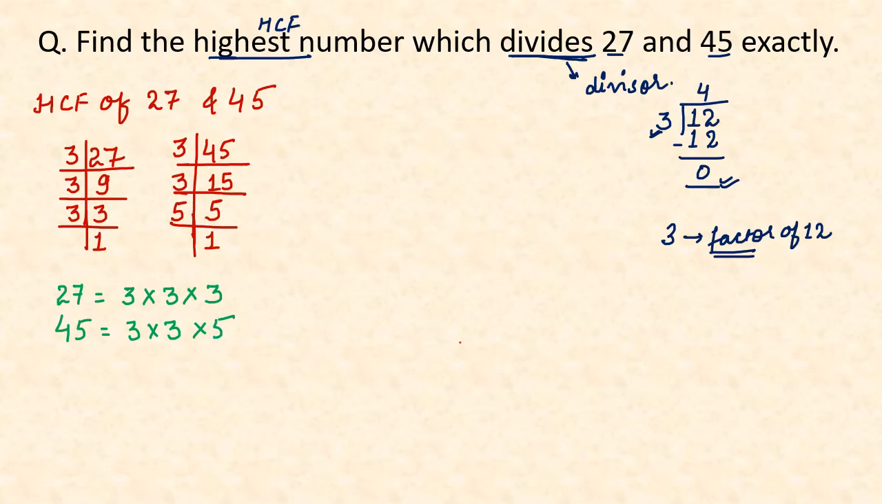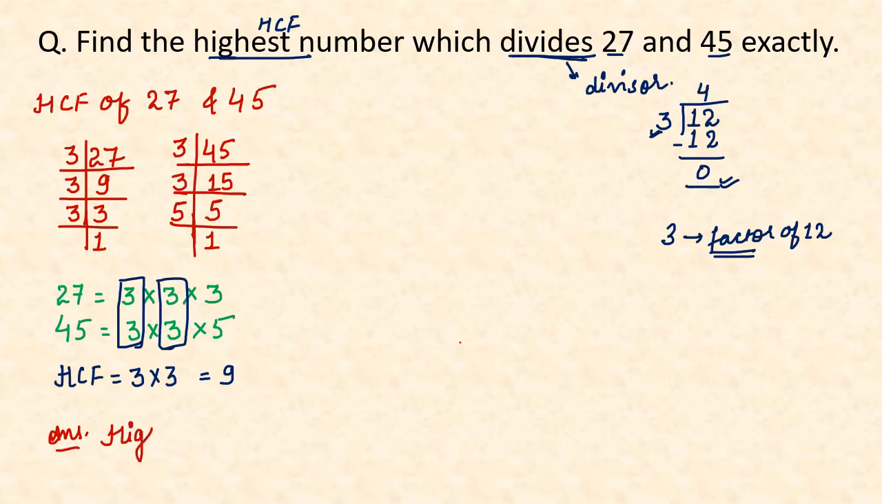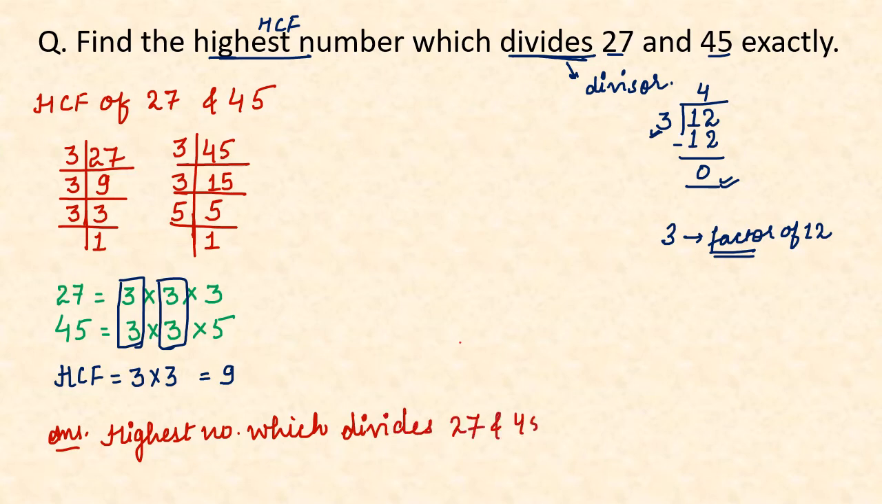Now we can see that the first group of 3 is common, and the second group of 3 is also common here. So we got two groups of 3 common in the factors of 27 and 45. Therefore HCF will be equal to 3 multiplied by 3, that is 9. So the highest number which divides 27 and 45 exactly is equal to 9.